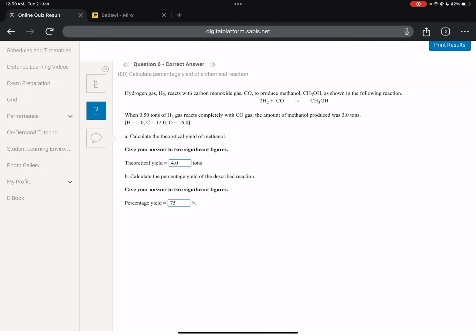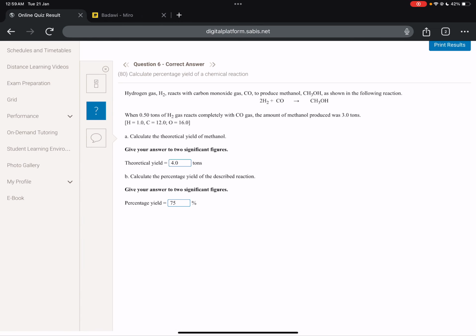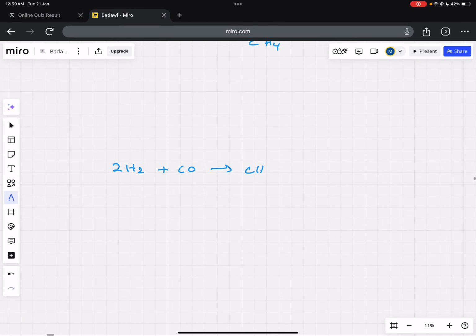Okay, again, you don't need to read the question, directly look at the formula. And I'm going to copy the formula. So 2H2 plus CO gives us CH3OH. And again, the first step I'm going to do is check if my equation is balanced. So I have 4 hydrogens, I have 4 hydrogens, I have 1 oxygen, 1 oxygen, 1 carbon, 1 carbon.